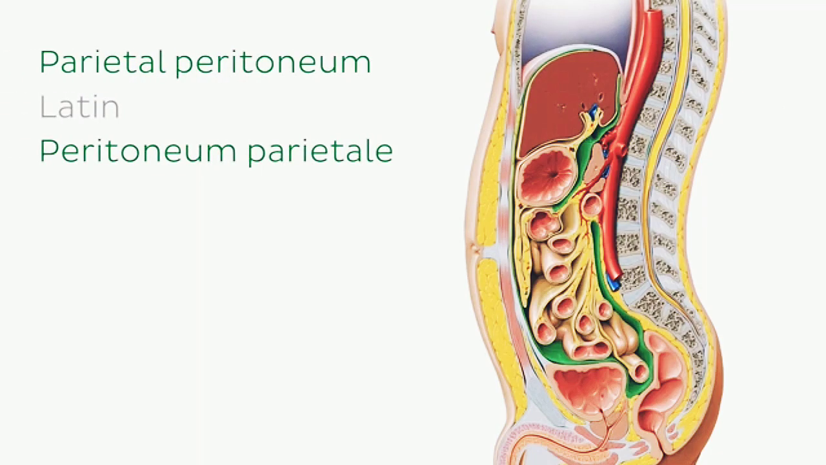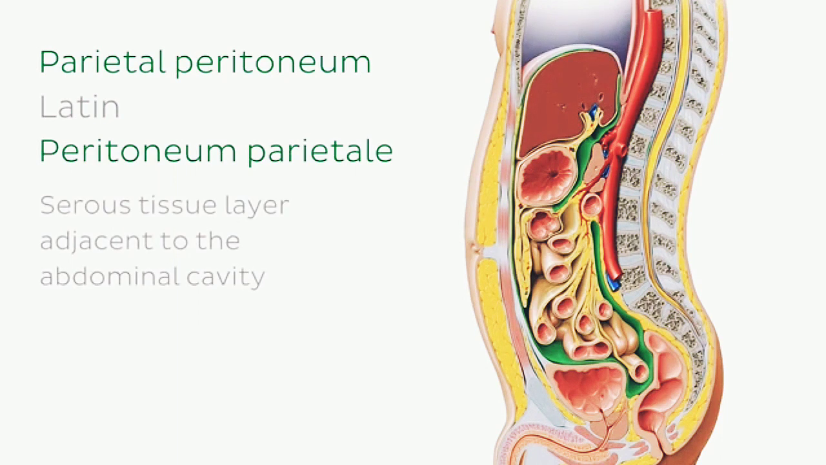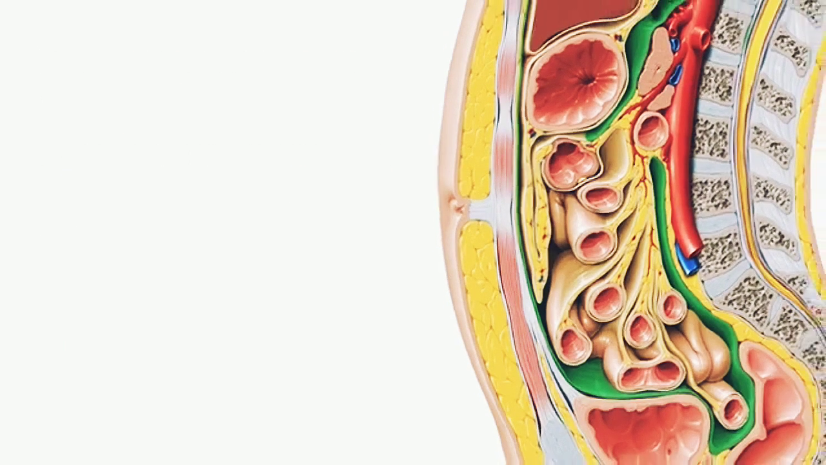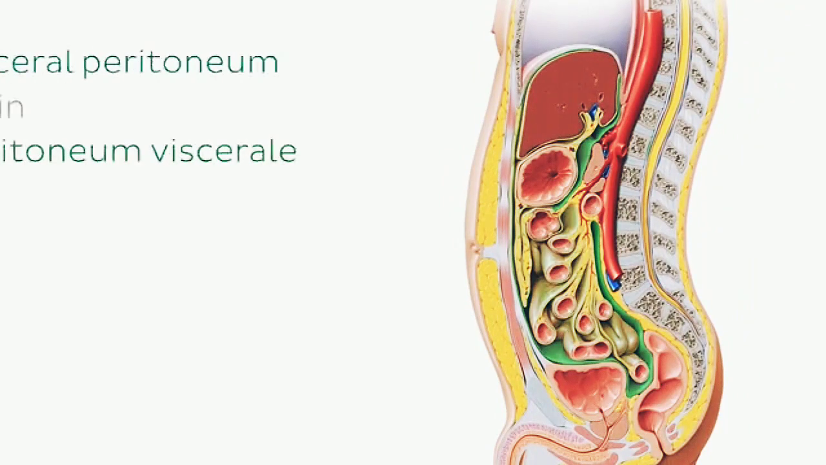The parietal peritoneum is a serous tissue layer adjacent to the abdominal cavity. In this image, we can see it along the boundaries of the abdomen. The parietal peritoneum is sensitive to pressure, and pain felt here is well localized, unlike pain in the second layer of peritoneum, which is of course the visceral peritoneum.